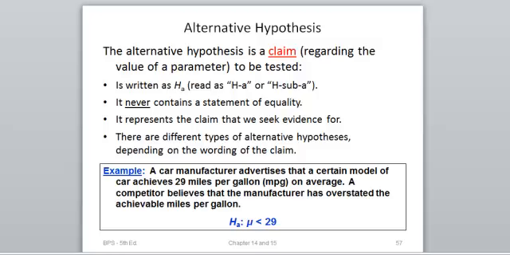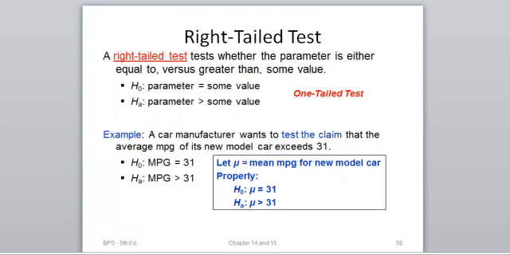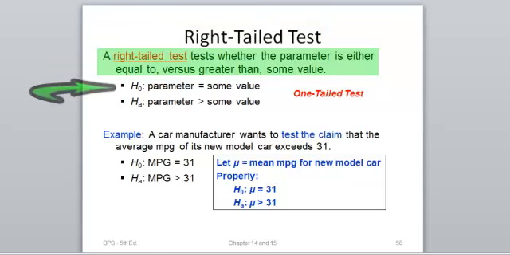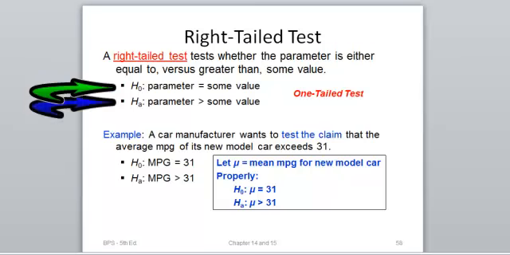So now it's time to look at the different types of alternative hypotheses. We're going to look at the alternative hypothesis where the parameter is greater than some value. We call this a right-tailed test. It tests whether the parameter is equal to versus greater than some value. So your null hypothesis would be the parameter equals some value, and the alternative would be that the parameter is greater than that same value that's in the null hypothesis.